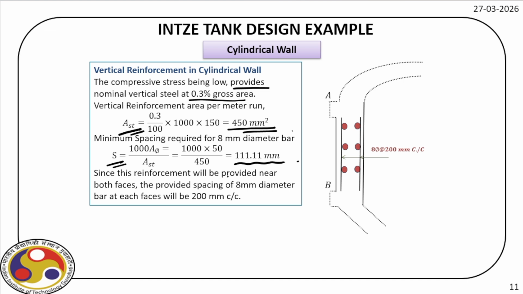Again, this reinforcement will be provided near both the faces. So let us provide 8 5-bar, each having a spacing of twice of this. So we provide 110 twice of that. So it is 200, as you can see here.